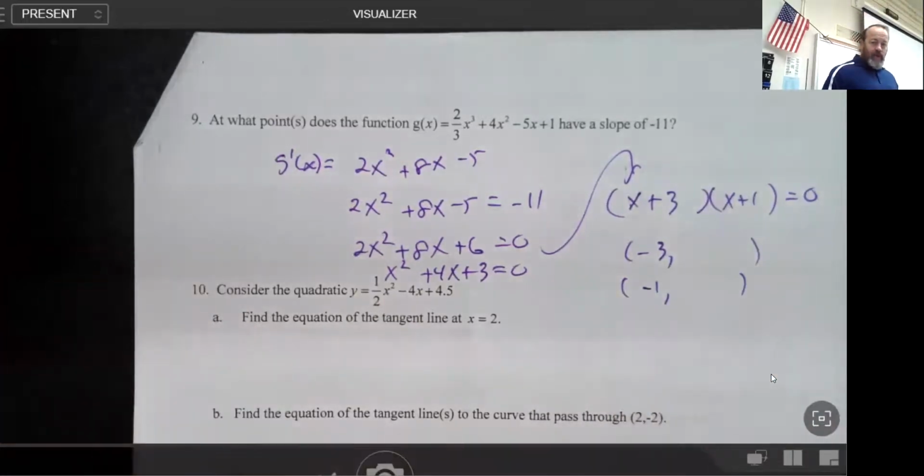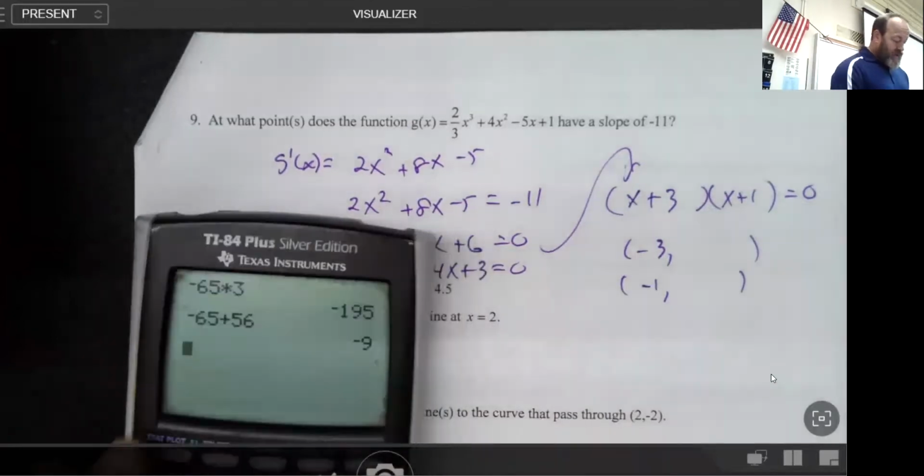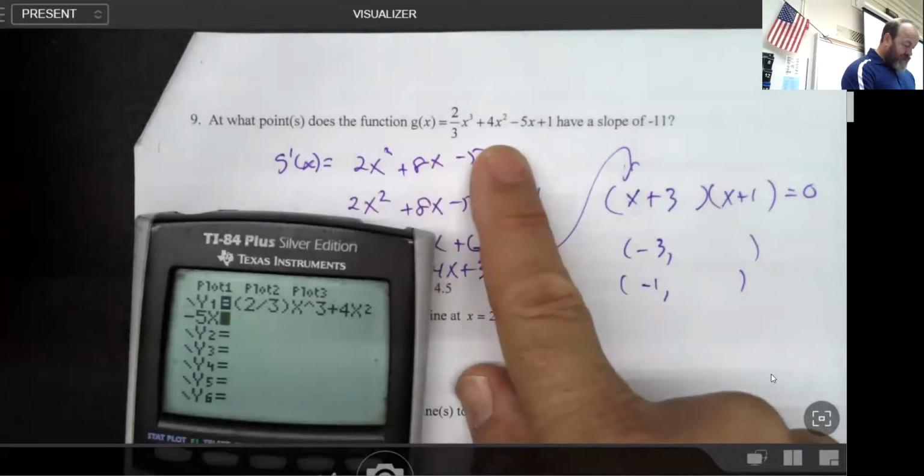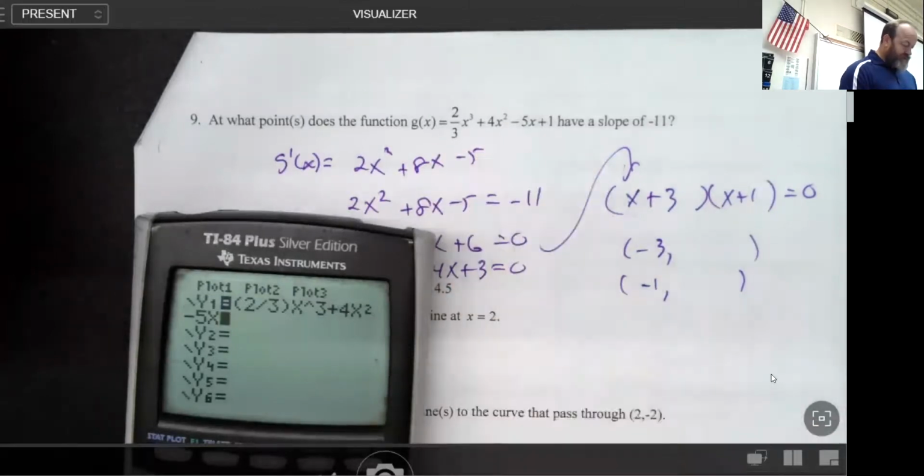Now keep in mind, that's actually not what the question says. It doesn't say give the x values, it says the points, and those points are actually points on the original curve. So I think I need to take the original equation. Just takes a second to type that in, right? 2/3 x cubed plus 4x squared minus 5x plus 1.